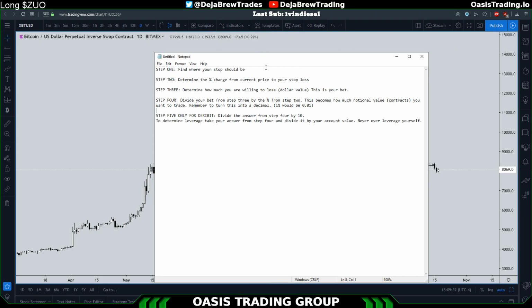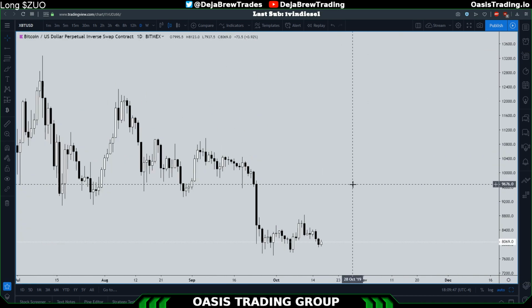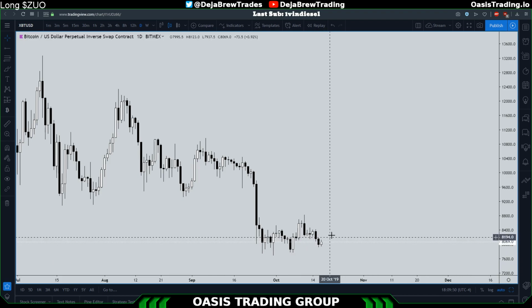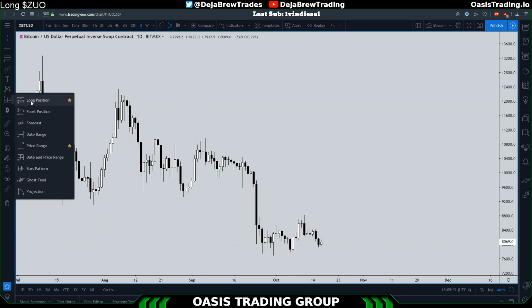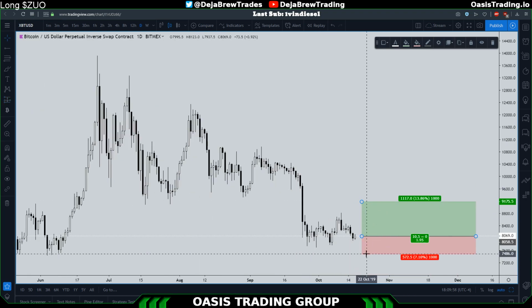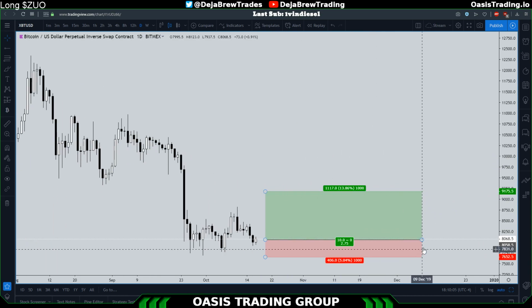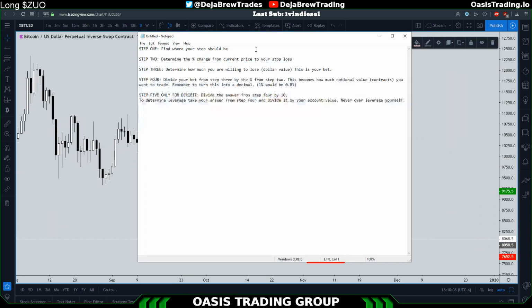Okay, so with this technique, this will help you determine how many contracts you want to trade. So let's say we want to take a trade here. I want to take a long here, right? So let's grab my long tool. Where is my stop loss going to be? Let's say my stop loss is below the range. Let's just make it an even 5%.